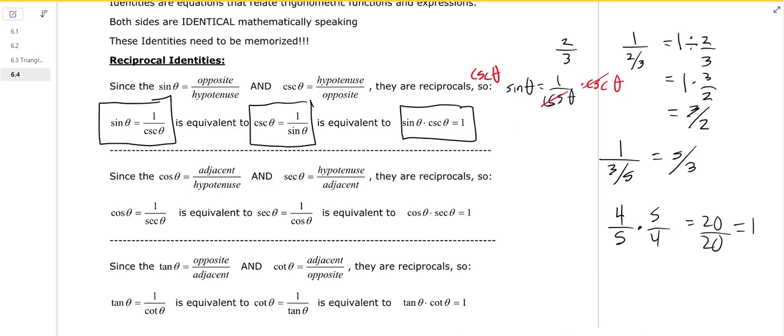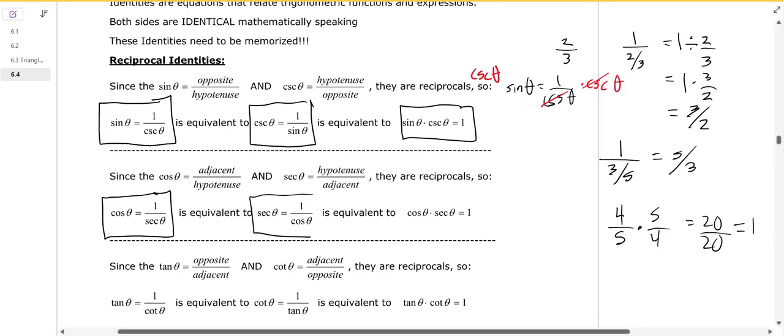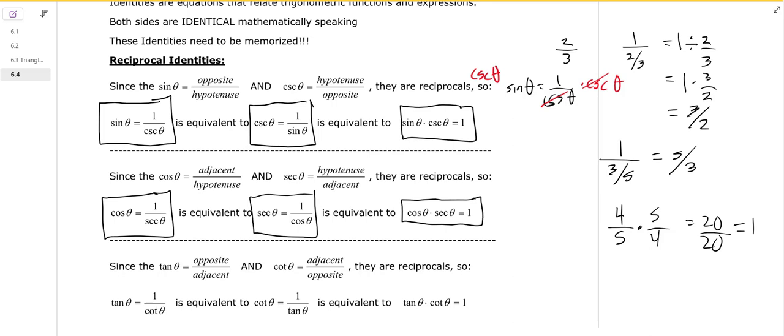Okay, next thing we look at is the cosine is adjacent over hypotenuse. The secant is hypotenuse over adjacent, so they are reciprocals. So by the same logic, you get the identity. The cosine theta is equal to 1 over secant theta. And you could write it this way as the secant theta equals 1 over cosine theta. And equivalently, you could say the cosine theta times secant theta is equal to 1.